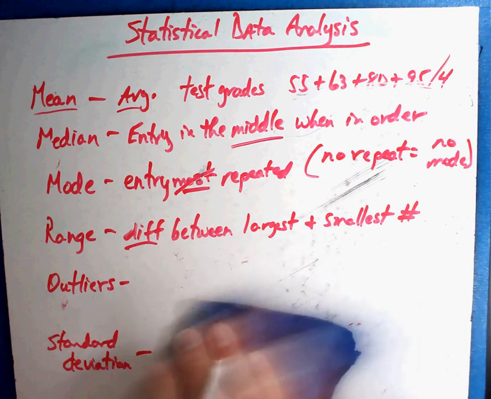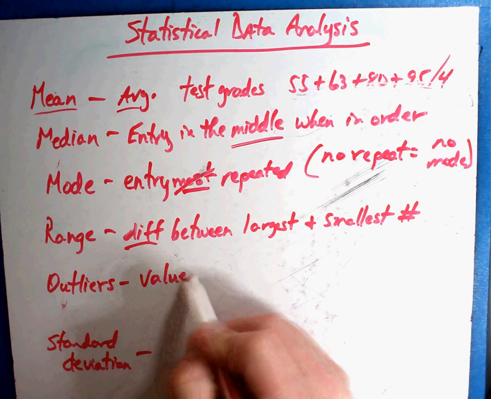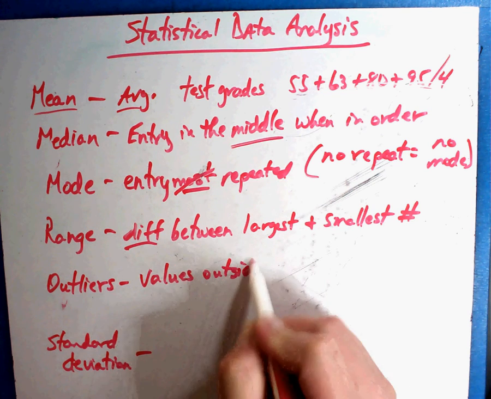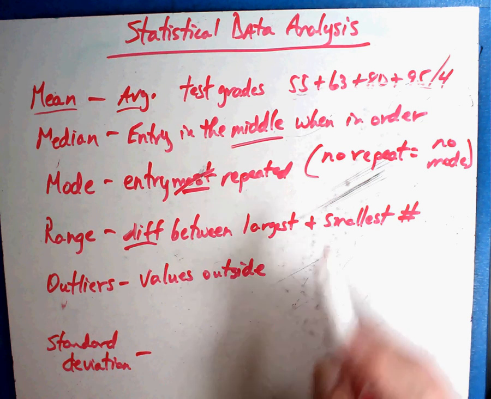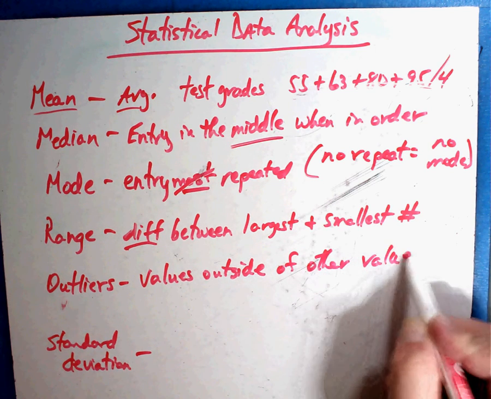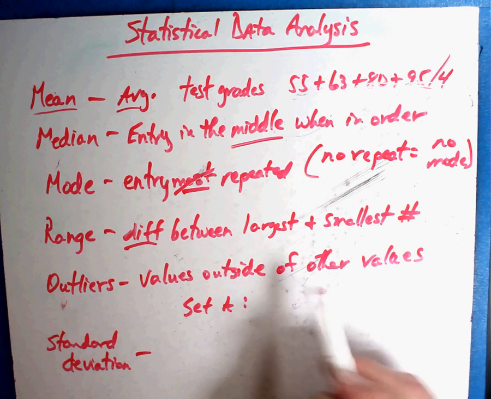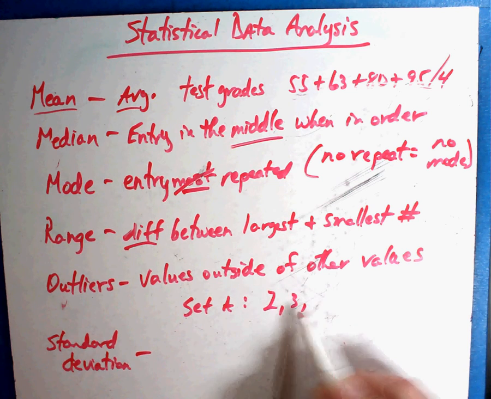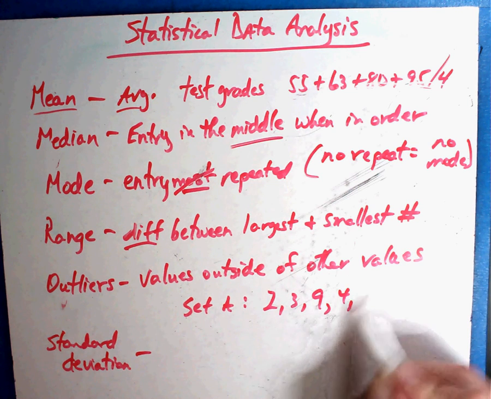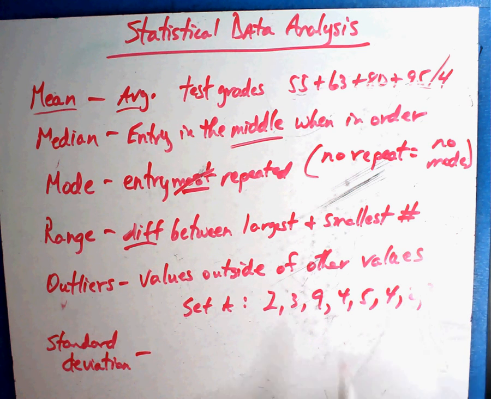Outliers. Outliers are values outside of the other values. What does that mean? Let's say I have a set of numbers, set A: 2, 3, 9, 4, 5, 4, 2, 3. When you look at the numbers, they're all clumped around 2, 3, 4, 5. Which one's the outlier?